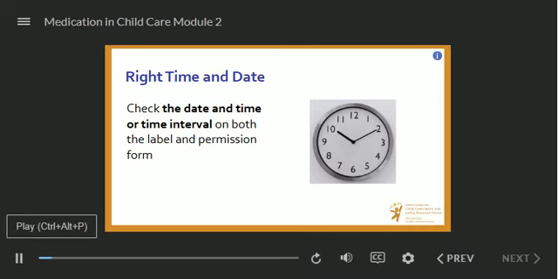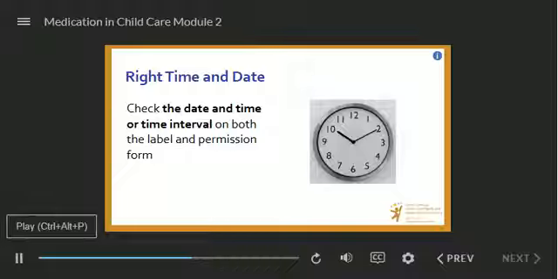The next right is the right date and time to give the medication, according to instructions from the parent or healthcare professional. As a reminder, scheduled medication should be given at the time specified by the parent. As needed medications are given based on written criteria or symptoms to look for when the child needs the medication and a specified time interval between doses.